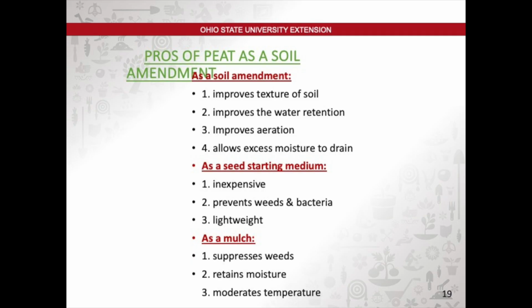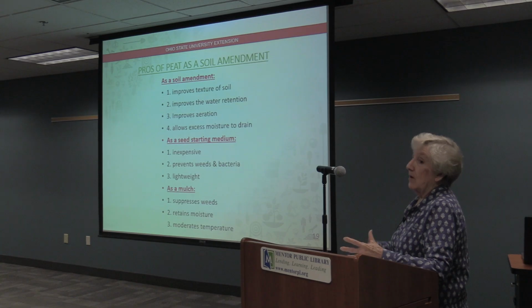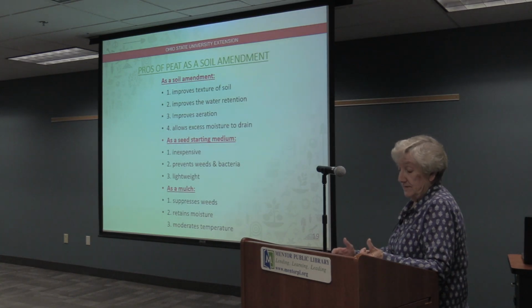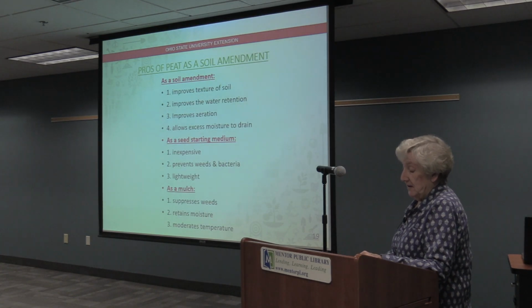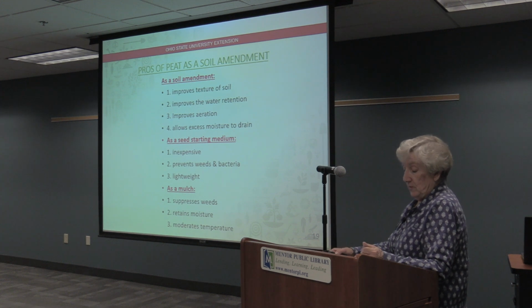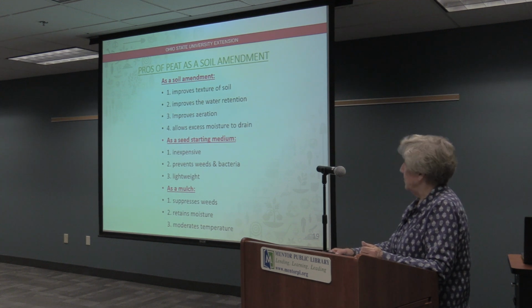So why is peat so popular in the U.S.? To start with, its spongy, fibrous texture improves the soil texture. It improves water retention by allowing more air into the soil, and it allows excess water to drain, all of which the roots love. Under sandy soil conditions, peat will hold and release water, making it available for plant roots.